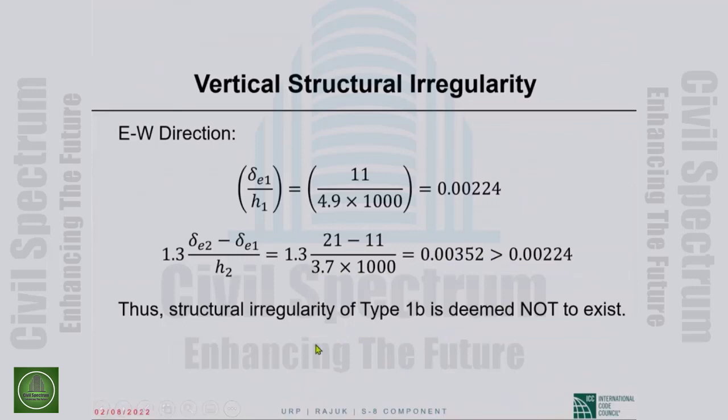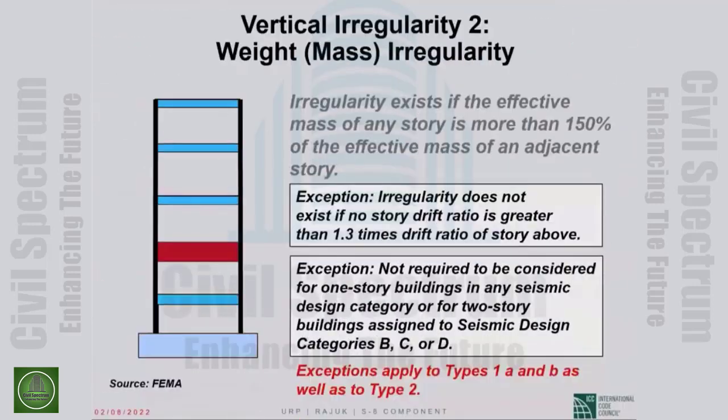consider type 1b irregularity. This is huge. So we can do equivalent static analysis for this building. We don't have to do modal response spectrum or anything like that. Okay, so please pay attention to this exception and the example.